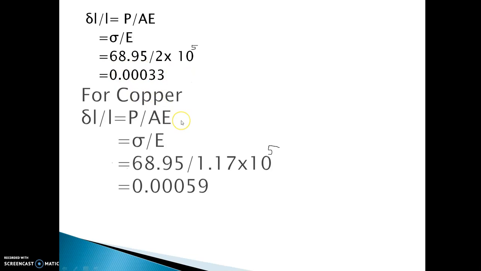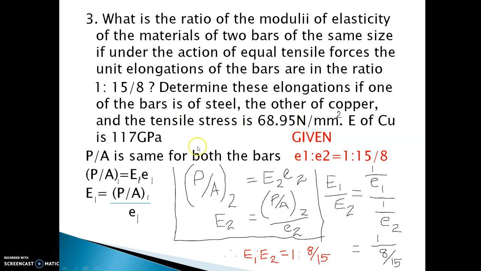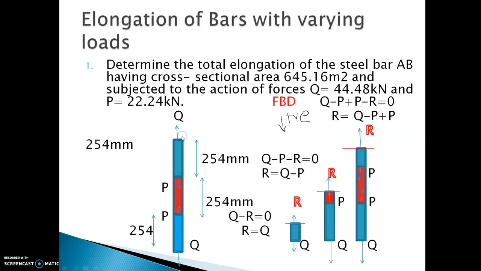For copper, it is given that the Young's modulus of elasticity is 117 gigapascal. 117 gigapascal means 117 into 10 raised to 9 Newton per meter square. Pascal is Newton per meter square. So we have to convert this Newton per meter square into Newton per millimeter square. Dividing by 10 raised to 6, since meter square has to be converted into millimeter square, 10 raised to 9 by 10 raised to 6, you'll get 117 into 10 raised to 3 Newton per millimeter square.